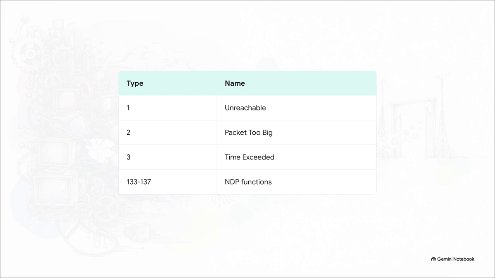Specific ICMPv6 types absolutely must be permitted on all of your firewalls. You need Type 1 for unreachable, Type 2 for packet too big, Type 3 for time exceeded, and Types 133 through 137, which handle all of the neighbor discovery protocol functions we just went over. You need to state this incredibly clearly to your security teams. Blocking these specific types will completely break NDP, path MTU discovery, and multicast membership. You simply cannot operate an IPv6 network without them.